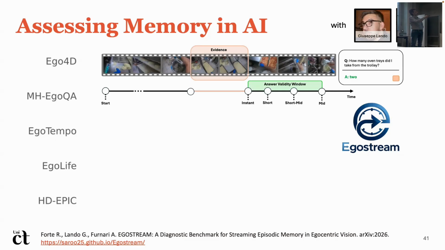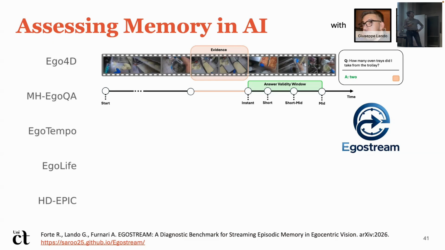I watch the video and I mark all the parts of the video in which the person is not taking any trolleys, so that I know that the answer is still valid in this answer validity window. And then the first thing that we thought is we can ask the same question multiple times. Rather than asking it only once when the evidence happened, I can ask it at different temporal instants after the evidence, within the answer validity window.